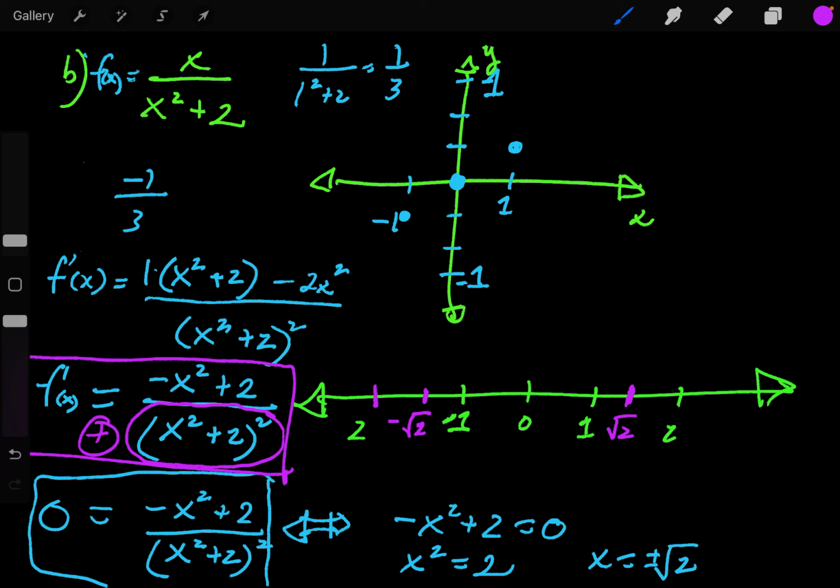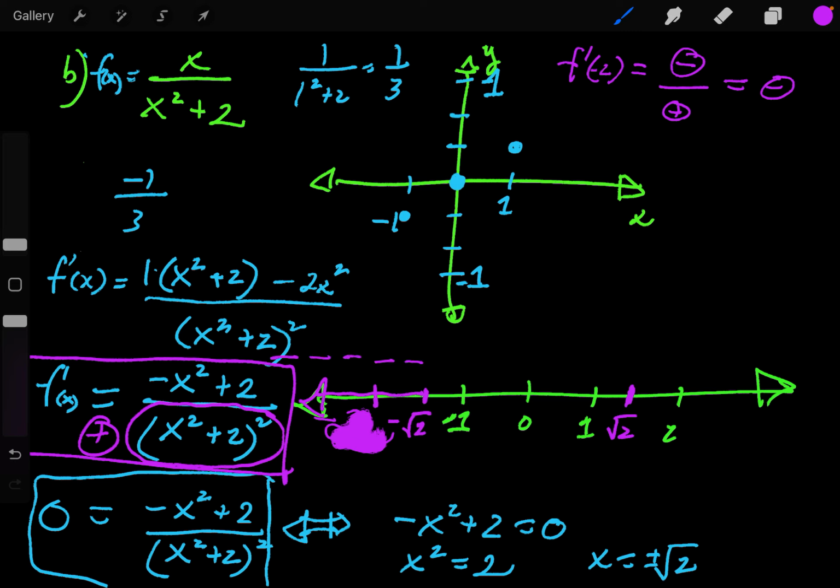So my first test point is going to test this interval, everything to the left of negative root 2. So I could just test negative 2 here. What does f prime of negative 2 give me? Negative 2 squared is 4, and there's a negative in the front. So it's negative over the positive, which makes the whole thing negative. And that means that my function is decreasing all here.